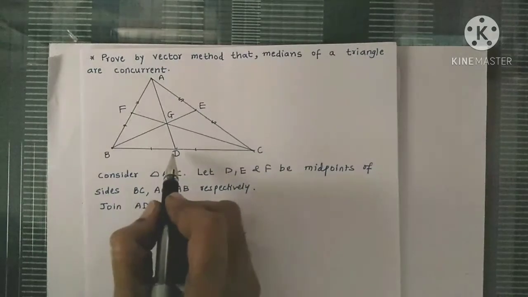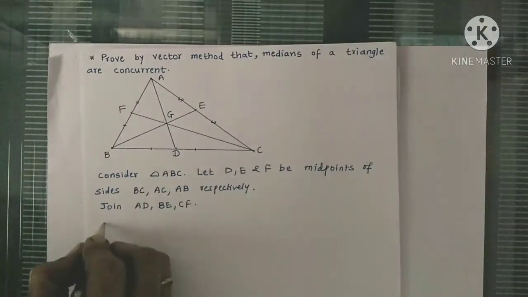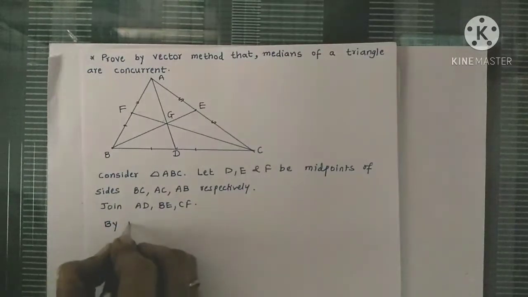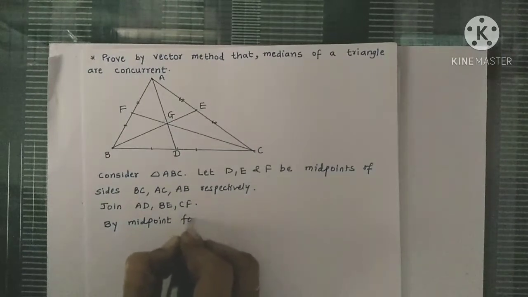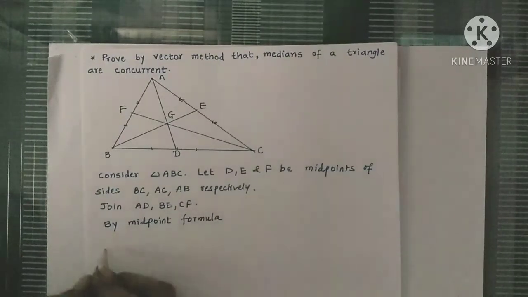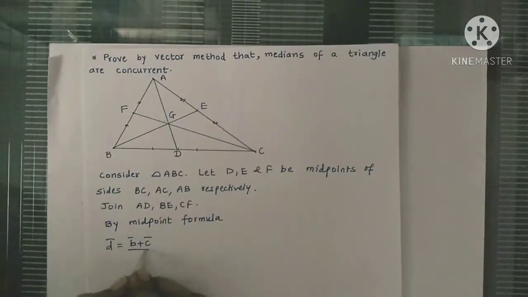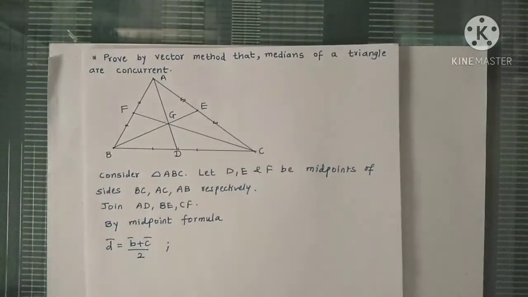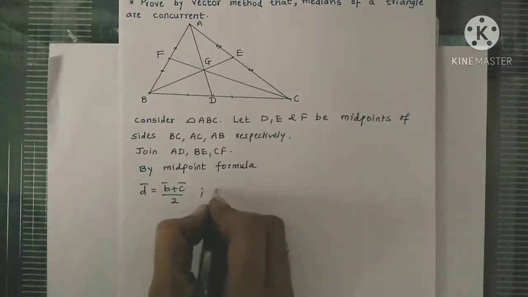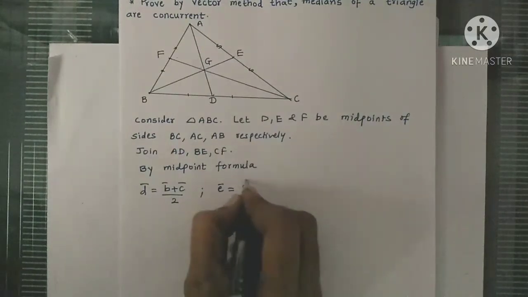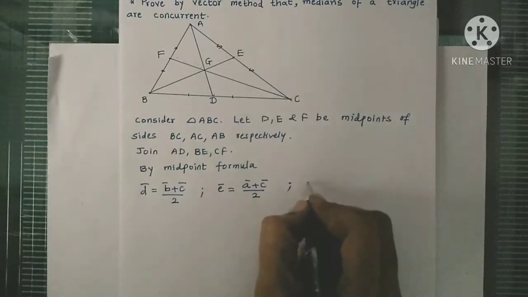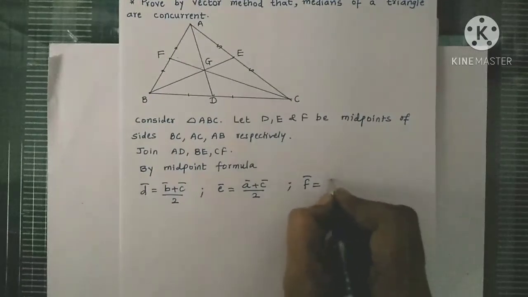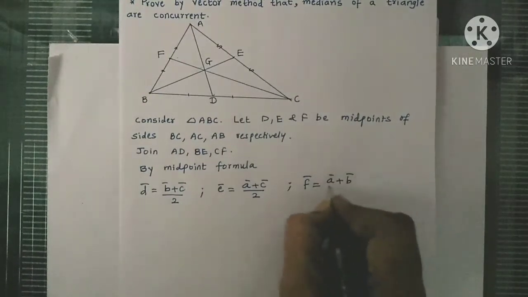So what we have here is D is midpoint of BC. So by midpoint formula, we can write D bar, E bar and F bar. So let's write those position vectors. D bar is B bar plus C bar upon 2, as it is midpoint of BC. Now second equation: E is midpoint of AC. So E bar equal to A bar plus C bar upon 2. And F is midpoint of AB. So F bar is A bar plus B bar upon 2.